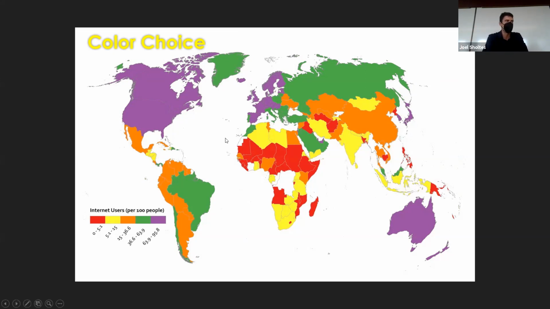And also, I'm assuming we don't have data for some of these countries. If we don't have data, then maybe we need to have that in the legend. Maybe they need to be grayed out or something like that, because that's confusing, right?